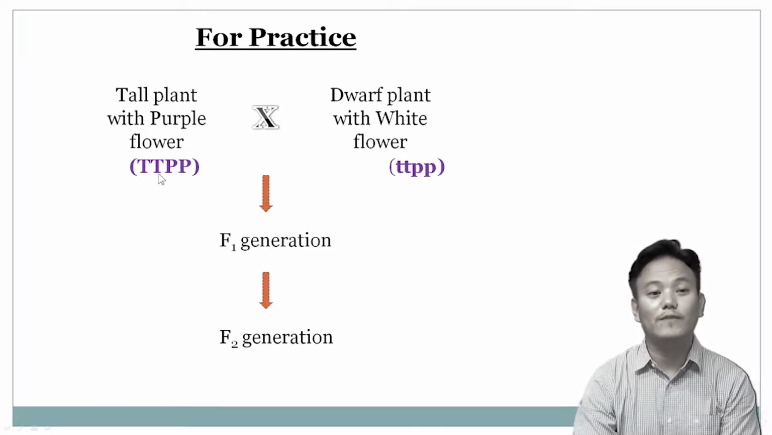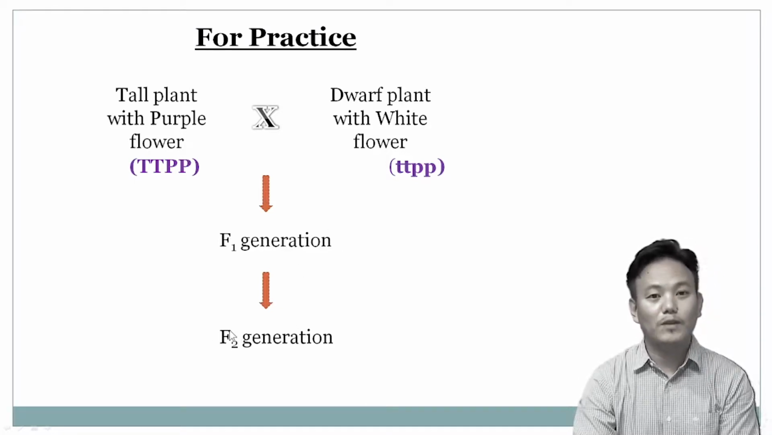For your convenience, I have given you the genotypes over here. Now you should make a cross between these 2 individuals, get F1 generation, do the self-pollination for F1 generation, and produce F2 generation by using Punnett square. So you have to practice by using these letters, right?